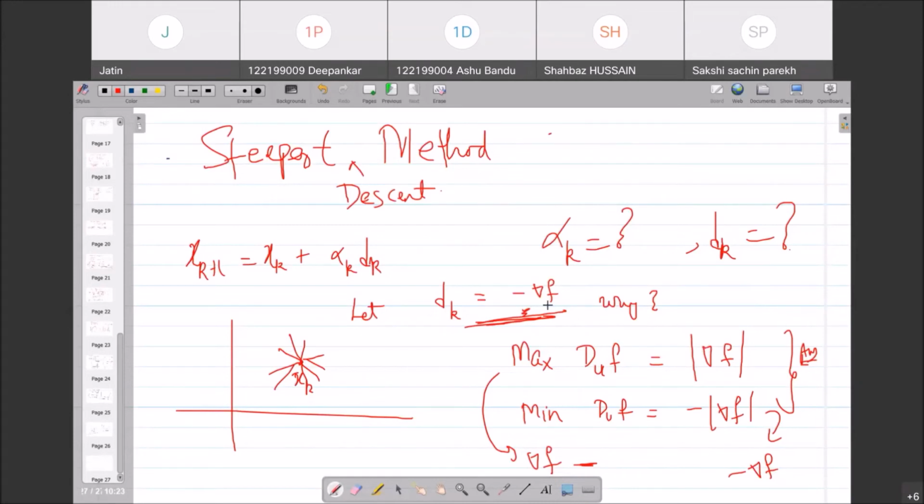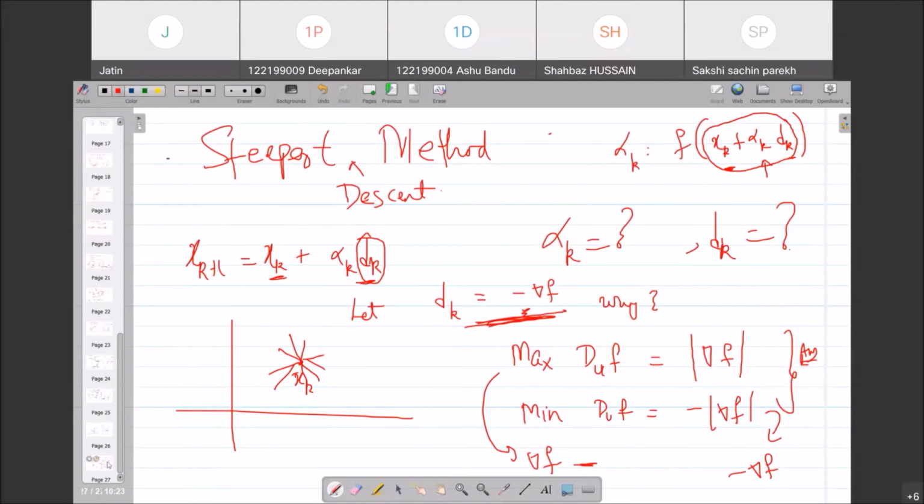So my dk is minus grad f, and alpha k, the optimal step size, you obtain by solving. Once I have dk, what is my xk plus 1? It is xk plus alpha k dk. You just put this in the function. xk is a number, dk is some number now. So once you put this value in the function f, your answer will be in terms of only one variable, alpha k, and then one can use single variable calculus. So that's the rough idea.